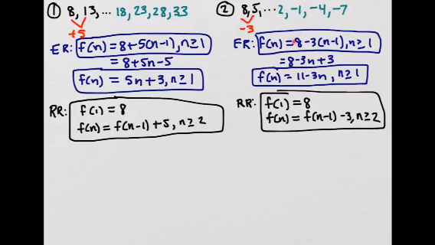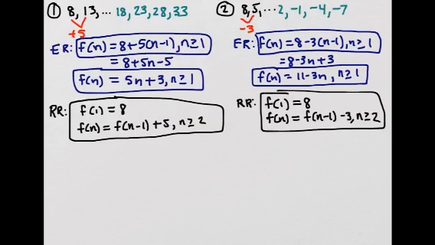Explicit rule, you start off with the first term minus the difference times n minus 1. Distribute the negative 3 to get this. Combine the 8 and the 3 to get 11. So 11 minus 3n, that's your explicit rule. So both of these are okay.